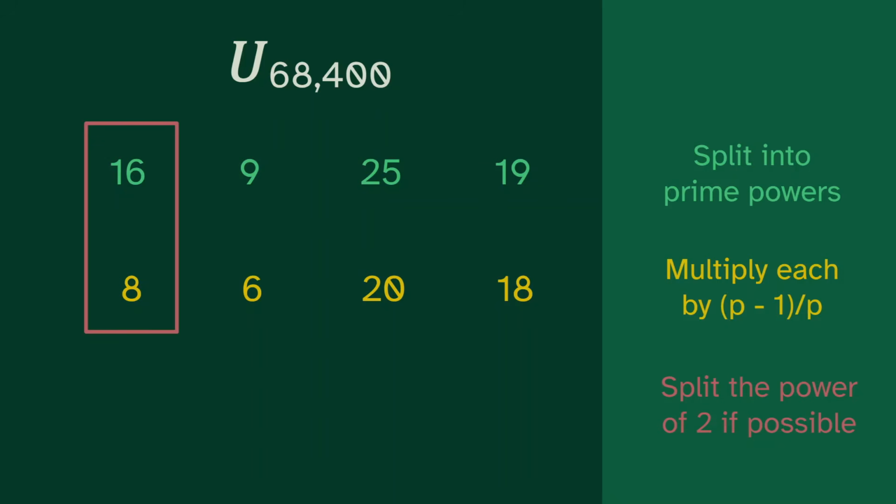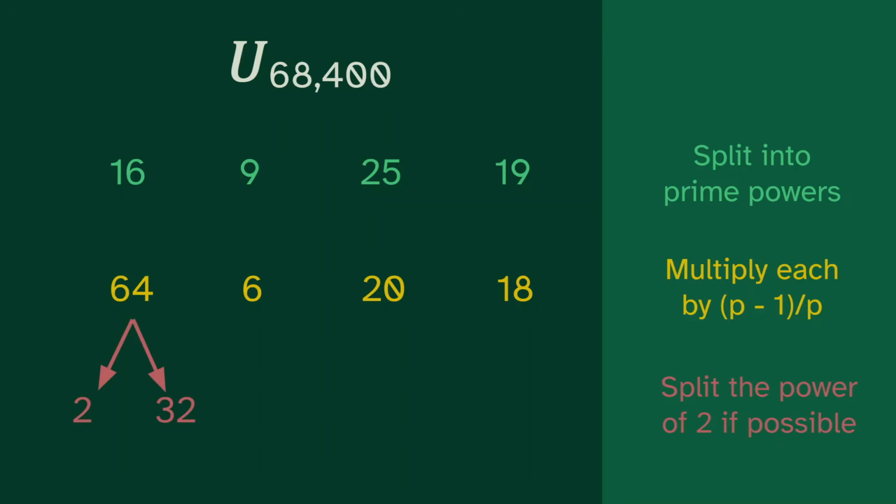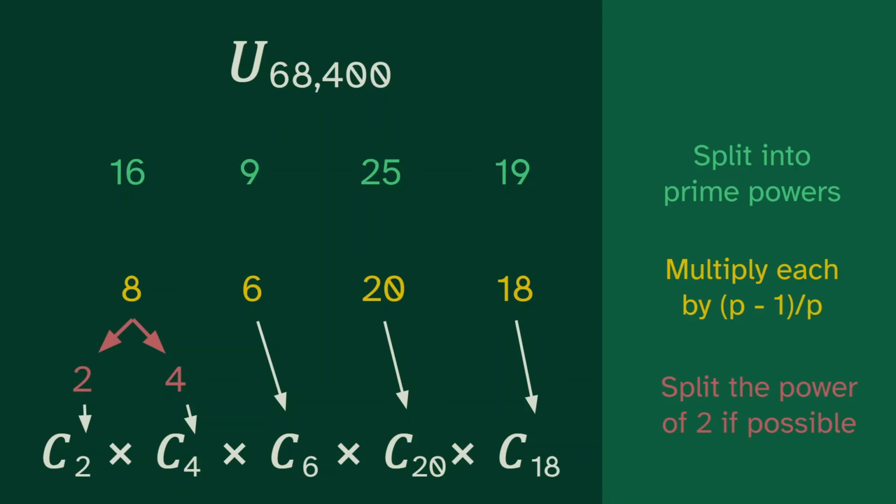The power of 2 was 16, which gave us 8, and will then split into 2 and 4. If this had been 64, we would split off a 2, and we'd be left with 2 and 32. But if this had been 2, we wouldn't be able to split, and it would remain just 2. But in this case, we had 2 and 4. And so then we take these numbers to get the product of a 2 cycle, a 4 cycle, a 6 cycle, a 20 cycle, and an 18 cycle.